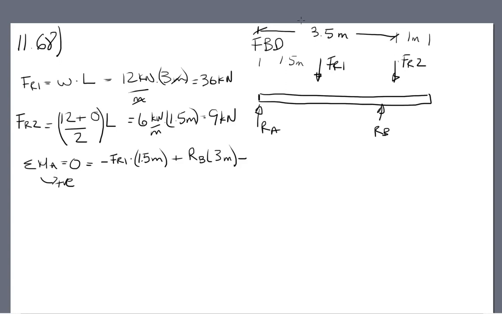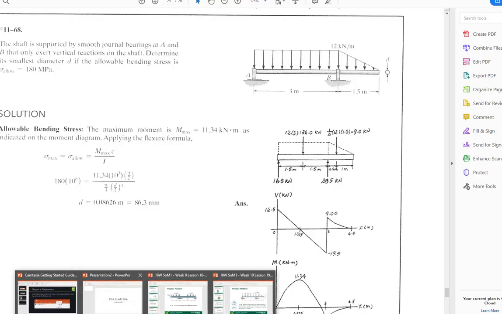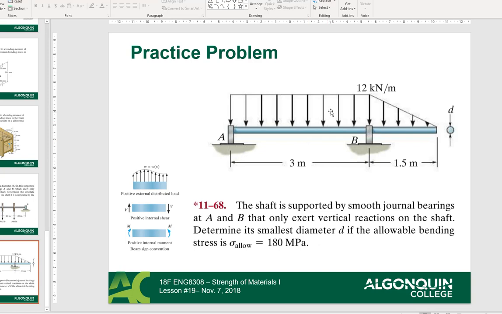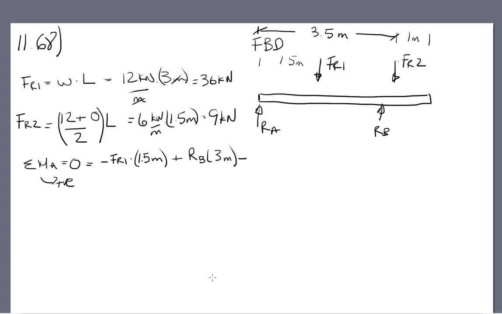As always, my FBDs get a little cramped. So this is a triangle here, so we know the centroid of this distributed load as a triangle is going to be 1/3 of the way from here, so 1/3 of 1.5 is 0.5. So 3 plus 0.5 is 3.5, as I was saying. It's going to be minus FR2 times 3.5 meters. This all equals 0.